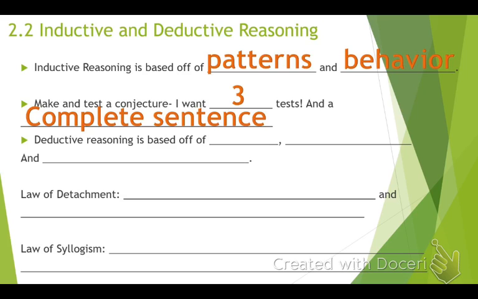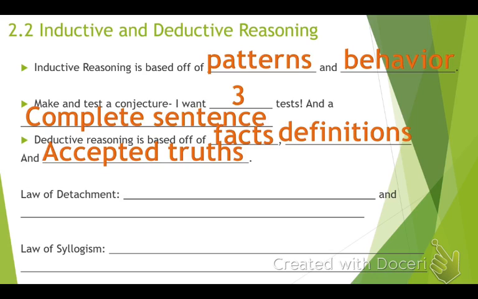All right. Deductive reasoning. There are 3 things it's based off of. It's facts. Facts, first one. Starts with the letter D. Yes, laws, but I don't have it on the screen. Definitions. What's the other one start with? A. It's 2 words. A-C-C-E. Accepted truths. Accepted properties. We accept them to be true.